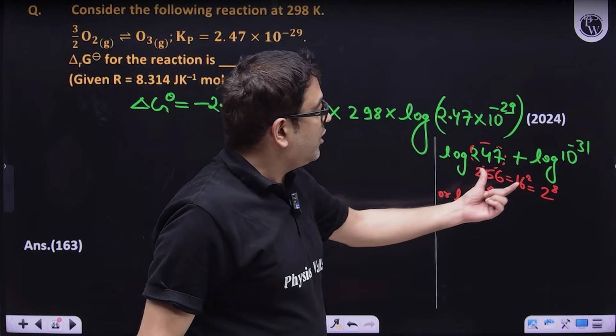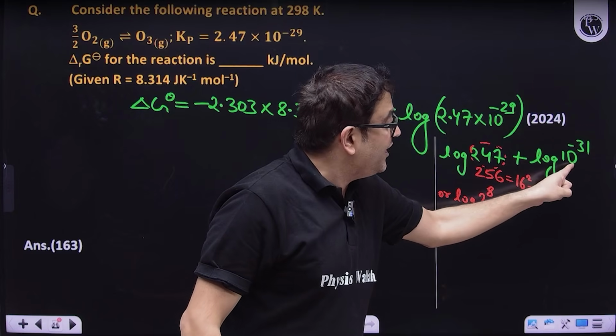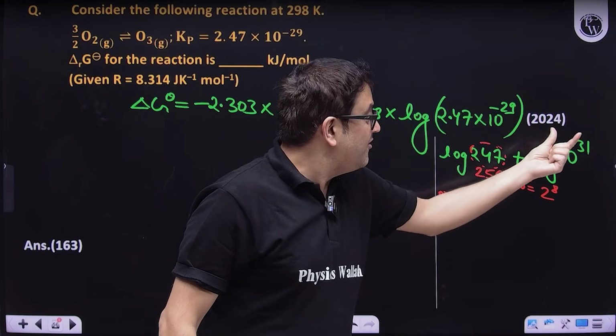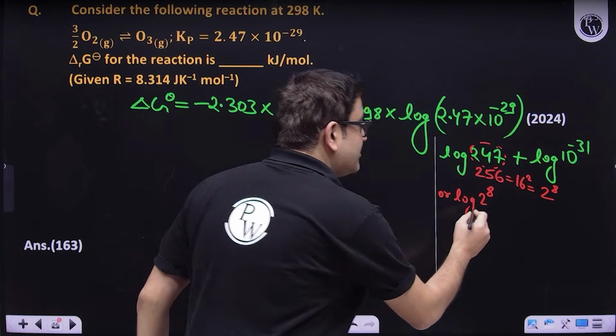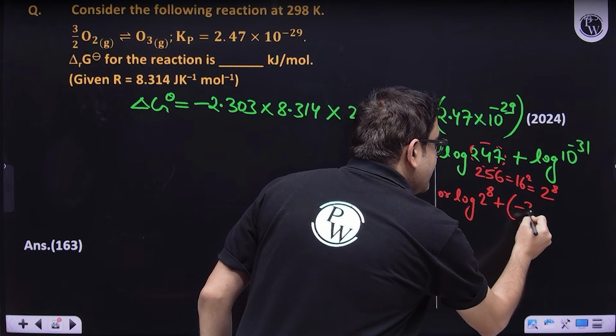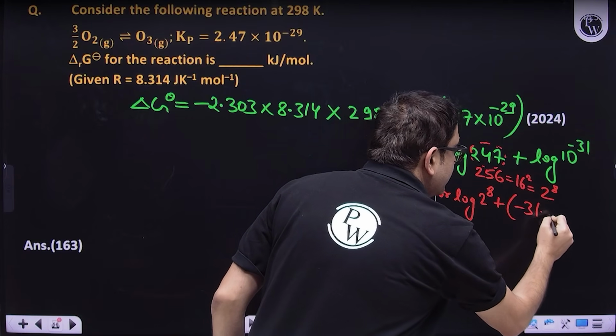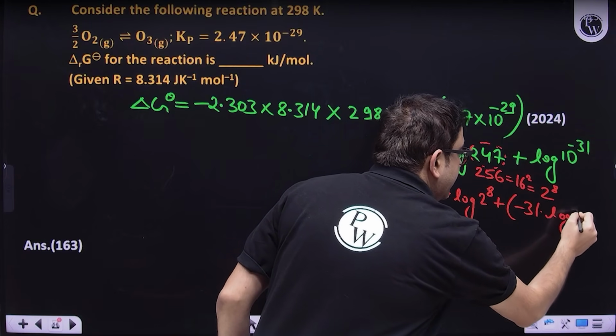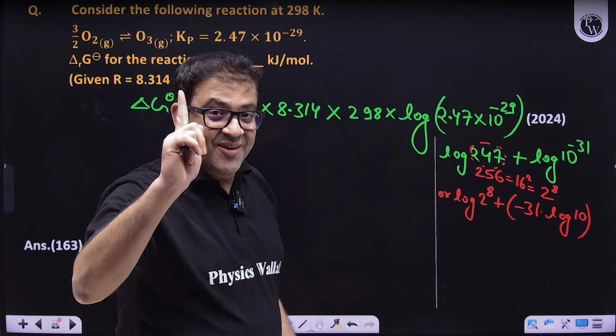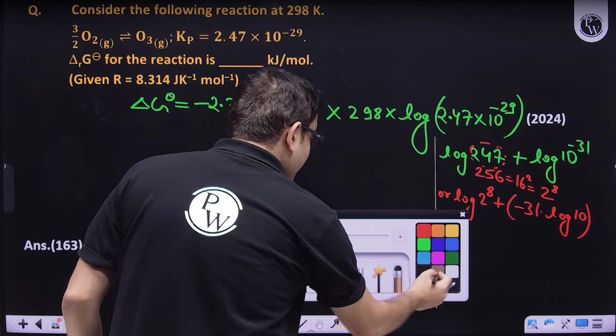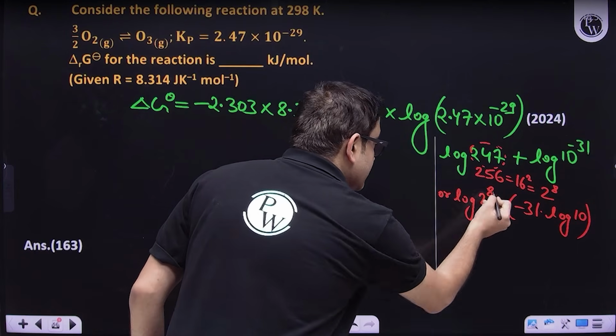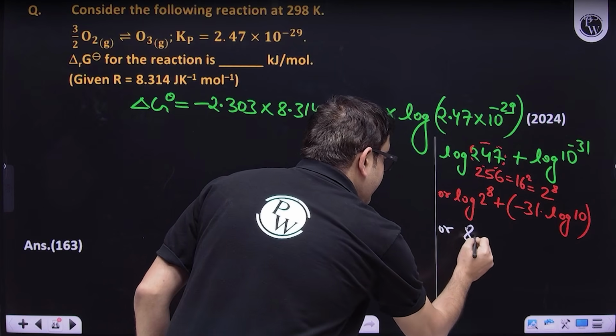Now, what property will you use over here? Log of A raised to the power B. What is B? Minus 31, sorry, not 13, into log 10. What is log 10? 1, sir. So again, this is 8 into log 2.